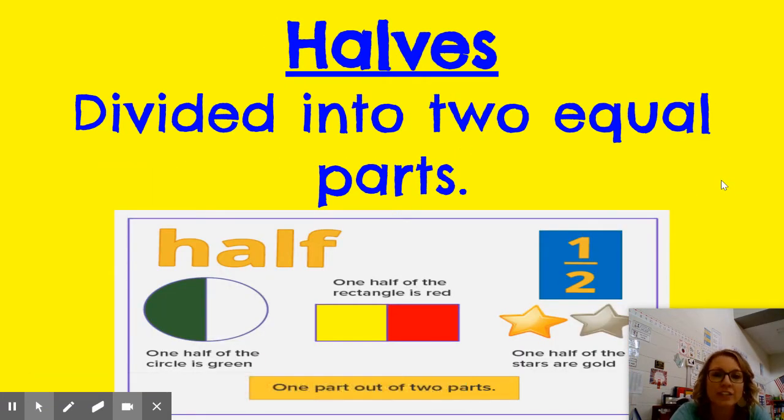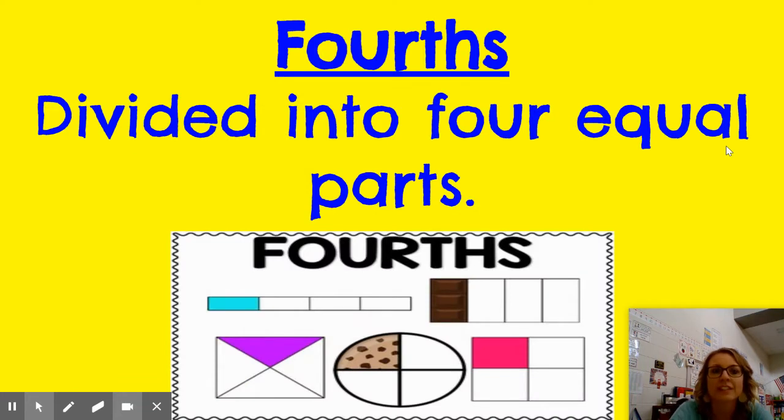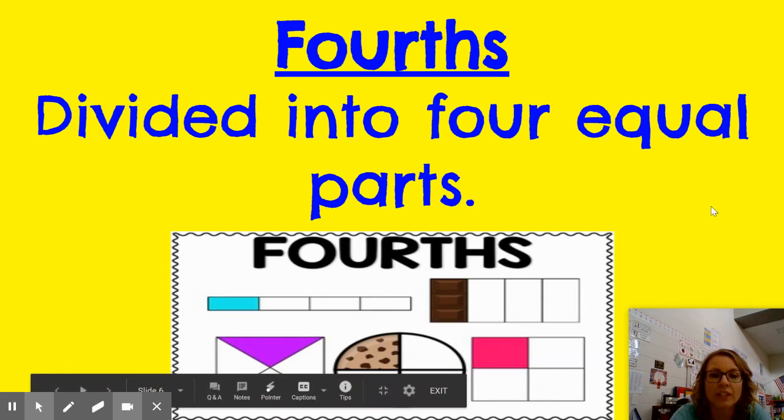Okay, the next word is halves. Halves is when it's divided into 2 equal parts. Think about if you had a cookie and you broke it in half. That means you broke it into 2 parts, 2 equal parts. The next word is fourths, divided into 4 equal parts. It'd be like if you took that cookie and you broke it in half and then you broke each piece in half, you would end up with 4 pieces. So it would have been like you took that cookie, like this picture, and you broke it into 4 pieces.